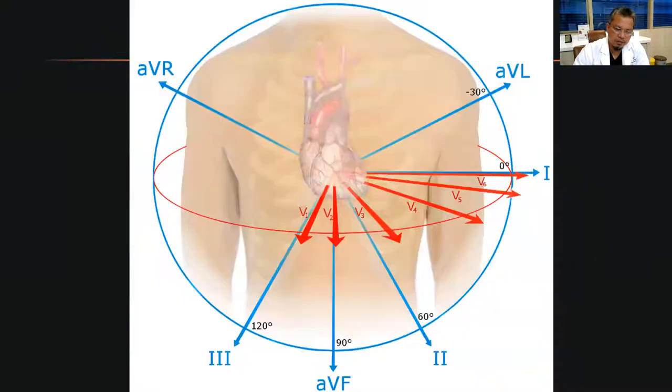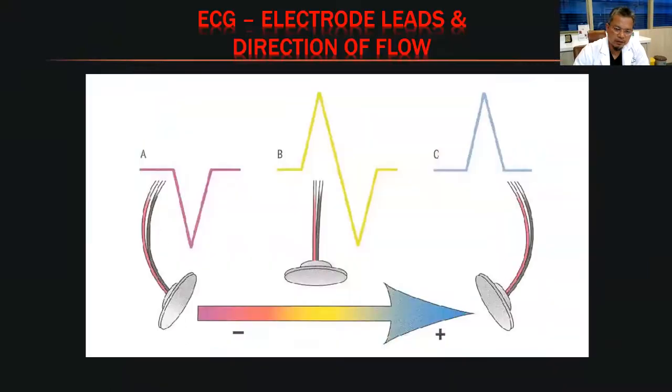Perhaps it will make it easier to explain this. This is how we look at the ECG, the physics principle, as I said. In lead one, you look at the heart from the right to the left arm. If the electrical impulses travel from right to left, then if you're sitting on the right side, the electrical impulses are going to go away from you.